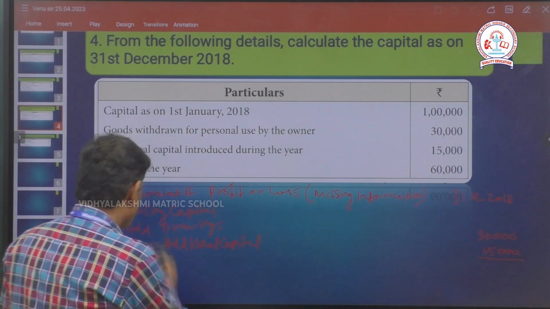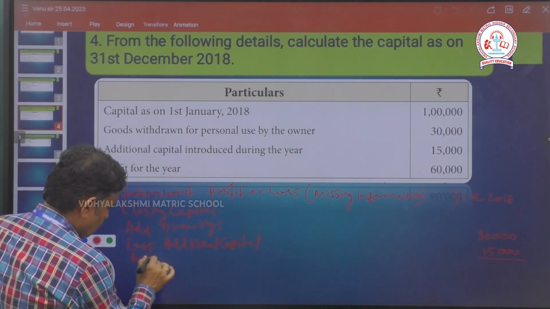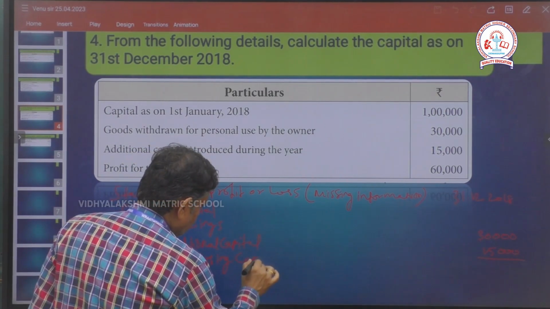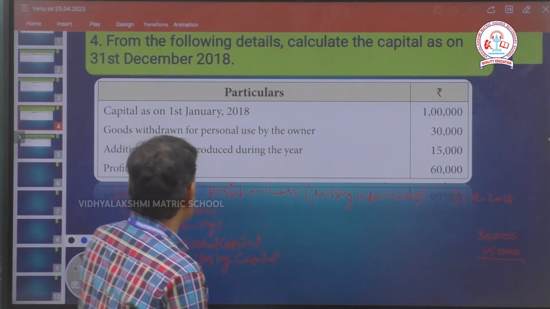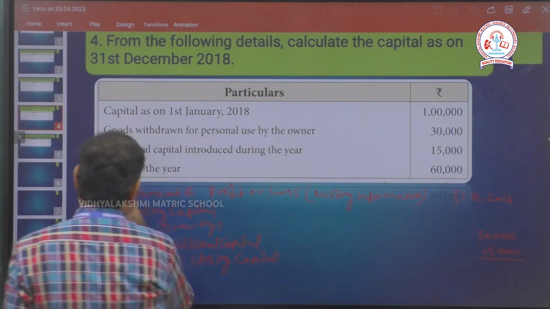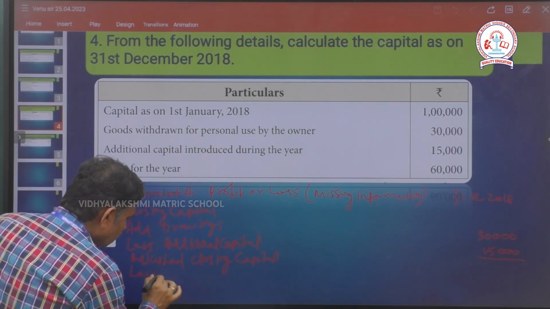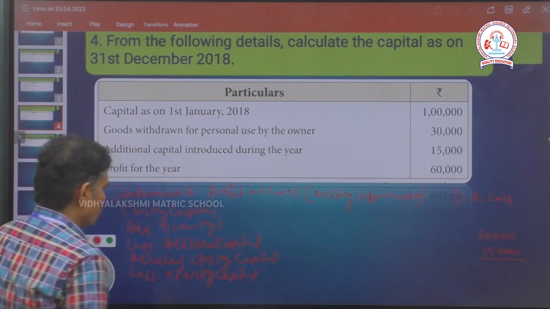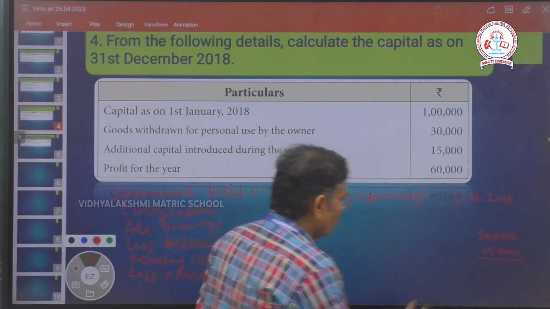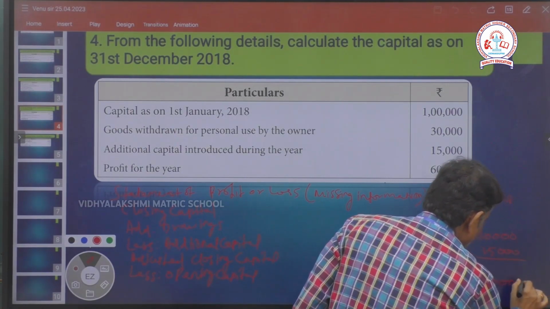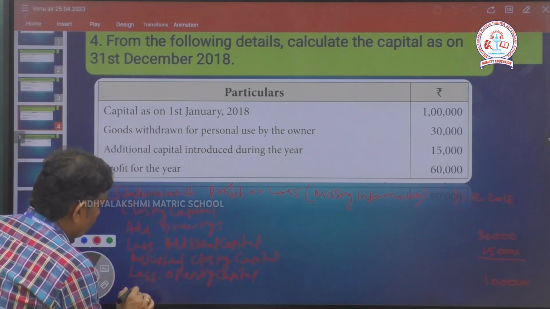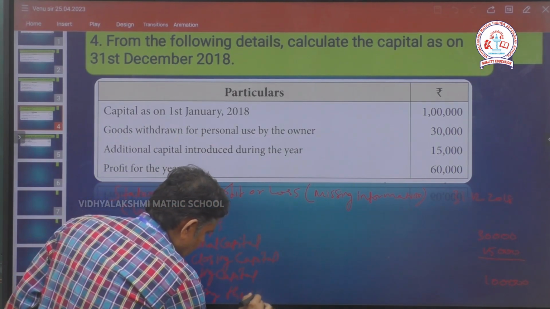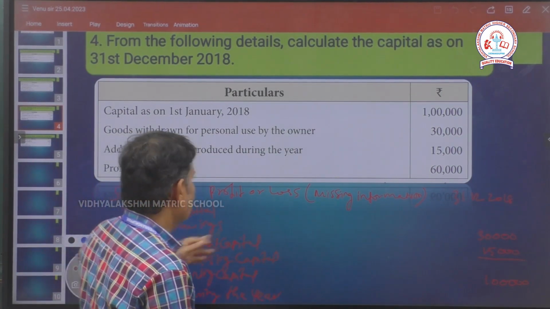Right. Next, you take adjusted closing capital. So what is the adjusted closing capital? We have to find out. And finally, opening capital less. What is the opening capital value given in your book? 1 lakh. Then after that, the name, profit during the year, 60,000.